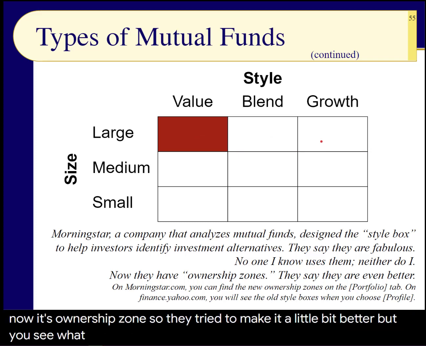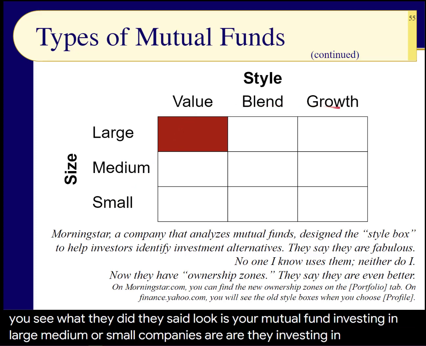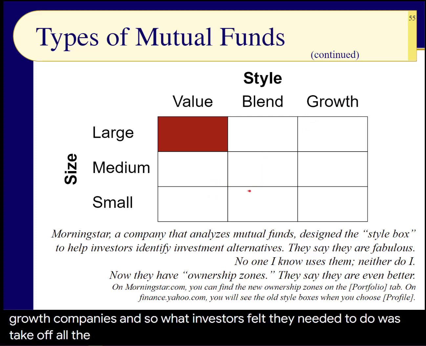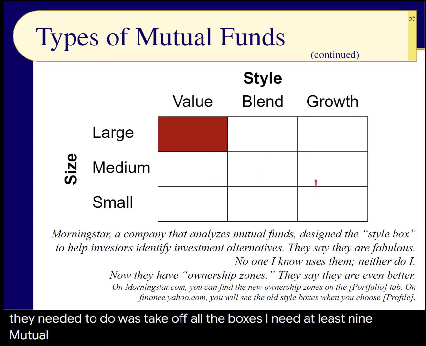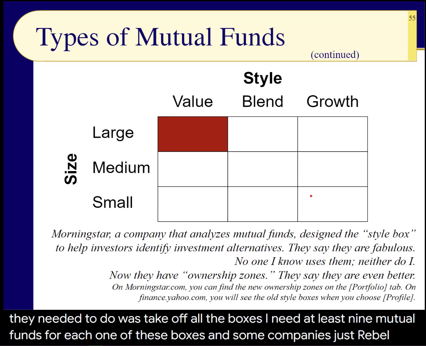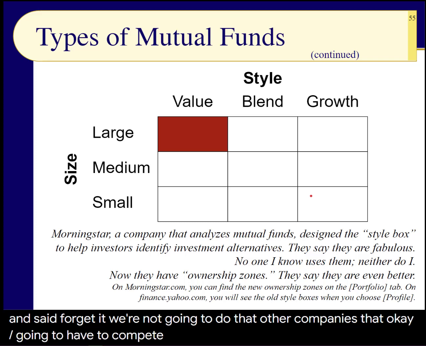But you see what they did? They said, "Look, is your mutual fund investing in large, medium, or small companies, or are they investing in value, blend, or growth companies?" And so what investors felt they needed to do was tick off all the boxes. I need at least nine mutual funds for each one of these boxes. And some companies just rebelled and said, forget it, we're not going to do that. Other companies said, okay, if we're going to have to compete in the world, we're going to have to do this.